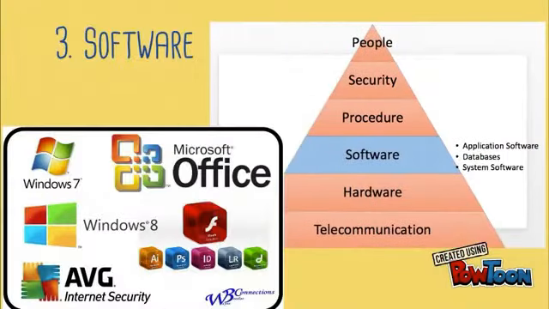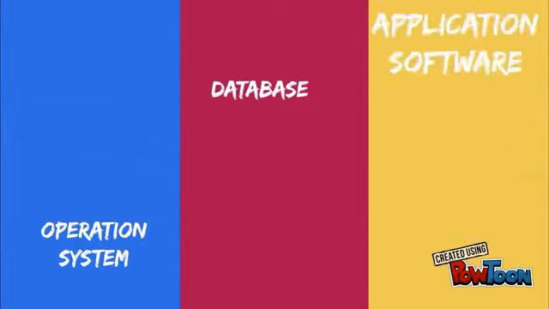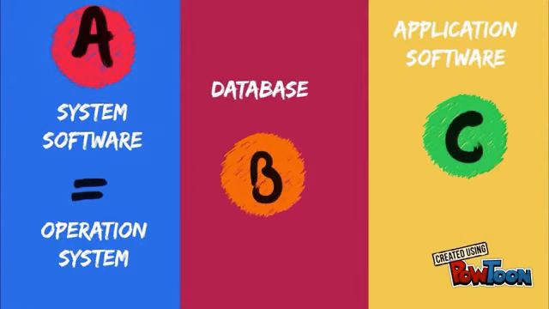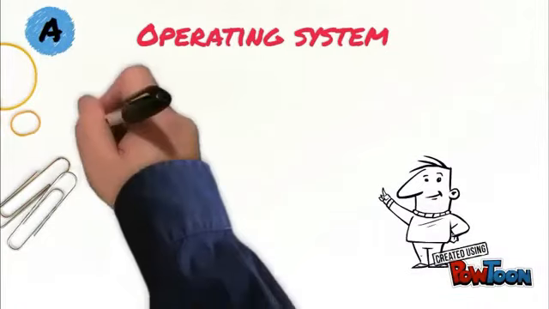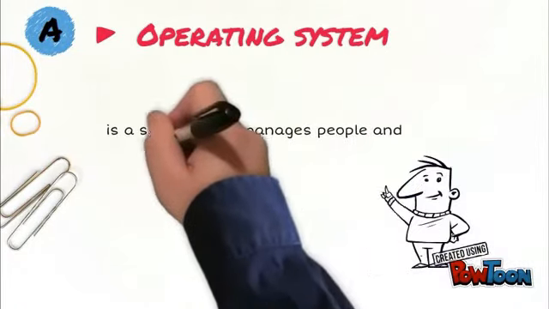Now, we'll talk about the third layer in the pyramid, which is software. Software as a system is used to manage the hardware. There are 3 subcomponents of software: operating system, database, and application software. Operating system manages people and users competing for hardware resources.